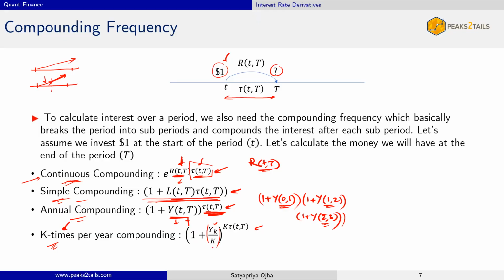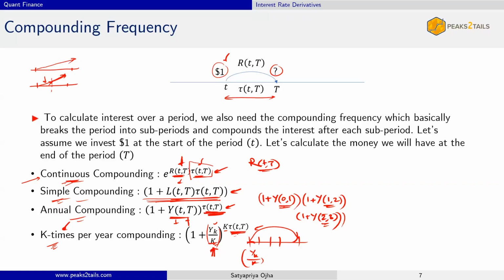So what is the rate per sub period? Because you are dividing the year into K periods, per period the rate would be YK divided by K. And the number of periods will become, this is the total year fraction from here to here, but you have divided the period into K periods. So the total number of periods is K times the year fraction. So you adjust the rate and you adjust the period. That's how you do the compounding.